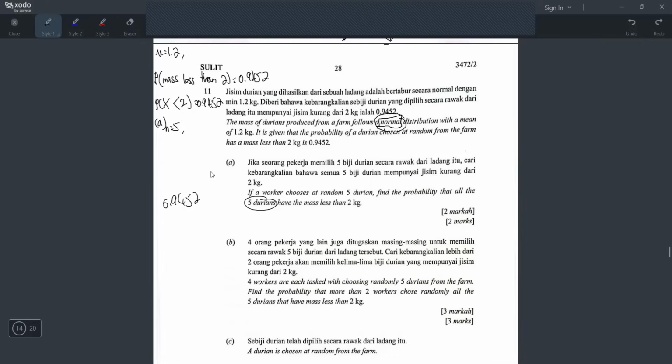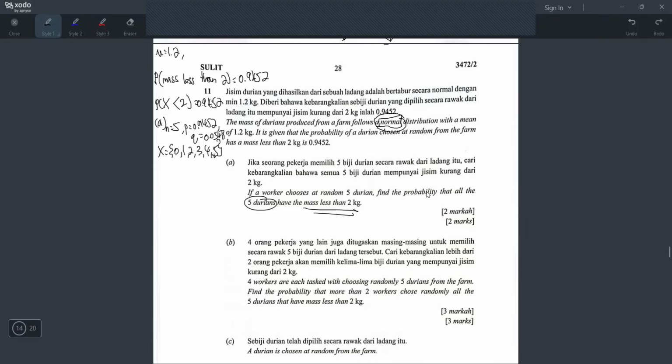Let me explain why. It's because out of the 5 durians, maybe the possible values of x is maybe 0 success or 1, 2, 3, 4, 5, right? What does it mean by 5 success? It means 5 durian, 5 pun dia punya mass less than 2 kg. It means that the mass less than 2 kg punya probability, that will be the probability of success, which is 0.9452. That will be the P. And then your Q will be 1 minus this. So let me press, see what I get. 1 minus 0.9452, which is 0.0548. So that is the probability of failure, right?